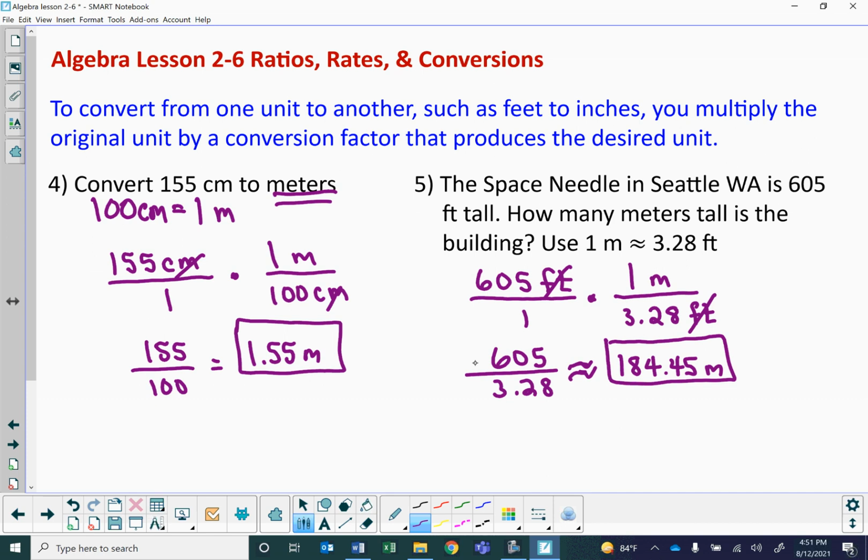Okay. Some conversion factors will be exact. Some conversion factors you will have to round. And when you do have to round, think logically. Here, nearest hundredth is probably logical enough. You don't have to go out to all the decimal places that your calculator gives you.